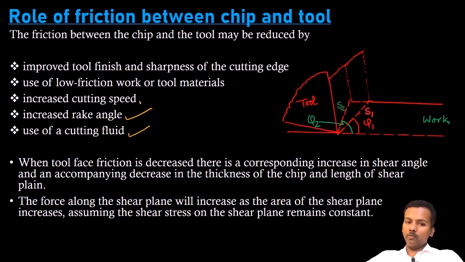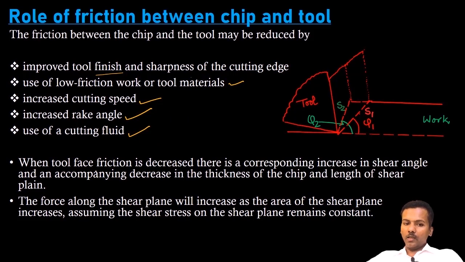Increased cutting speed, when we increase the cutting speed, then again the friction reduces. If you are using a low friction workpiece or tool material or both, then because the coefficient of friction is lower, the friction will be lowered. Now improve tool finish. If you are finishing the tool, it means there is a lower roughness at the surface, and a sharper cutting edge, then again the friction will be minimum. So these are certain points which will reduce the friction.